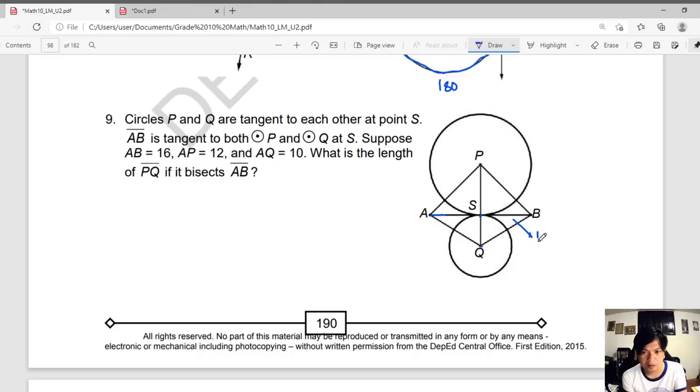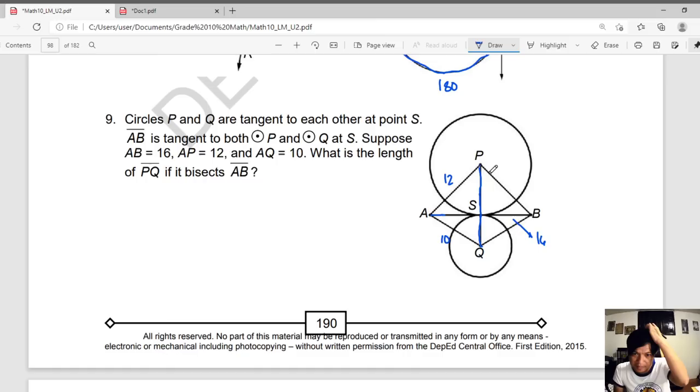AP is 12. And AQ is 10. Where is AQ? Ah, this one. AQ is 10. What is the length of PQ if it bisects AB? What is the length of PQ? This one. PQ, if it bisects AB. So, let's find the measure of this.